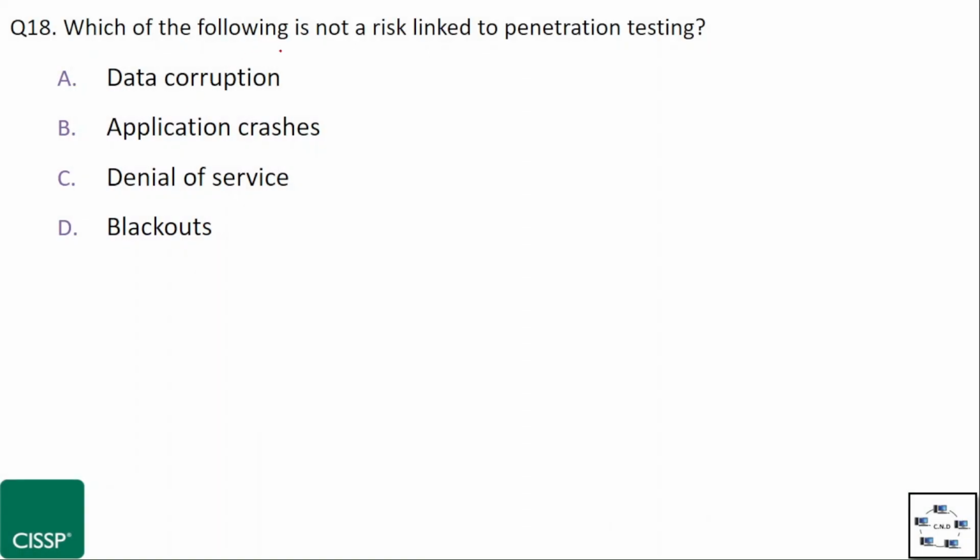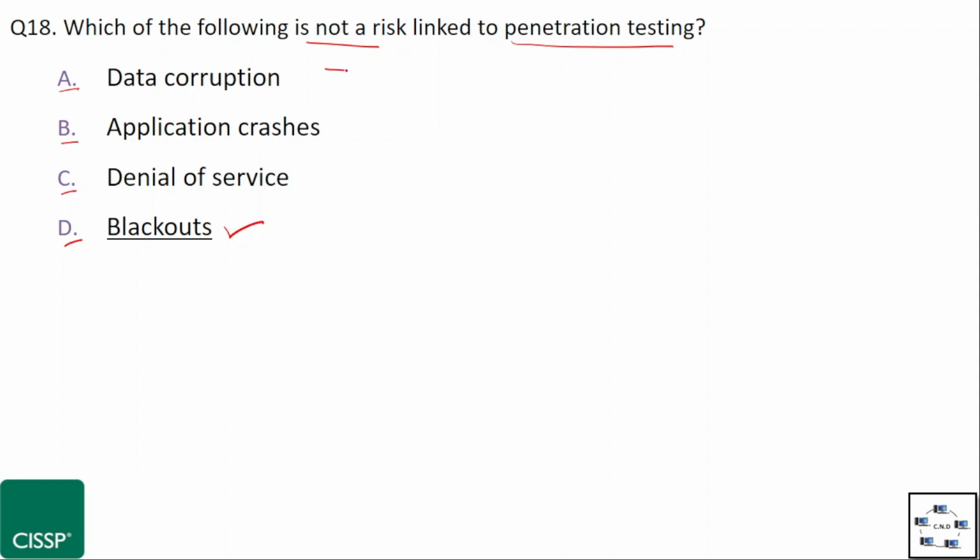Question number 18. Which of the following is not a risk linked to penetration testing? The options are option A, data corruption, option B, application crashes, option C, denial of service, and option D, blackouts. And the correct option is blackouts.